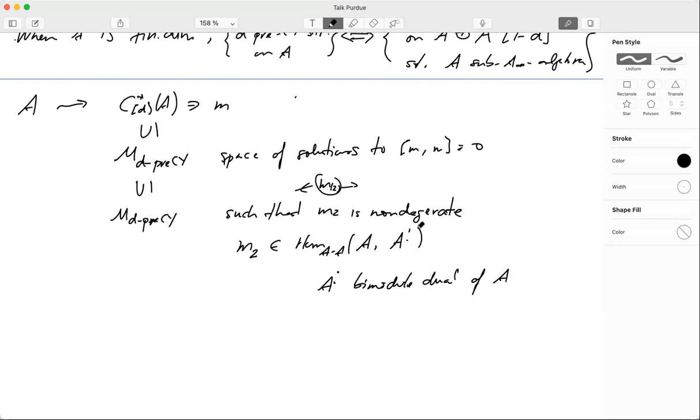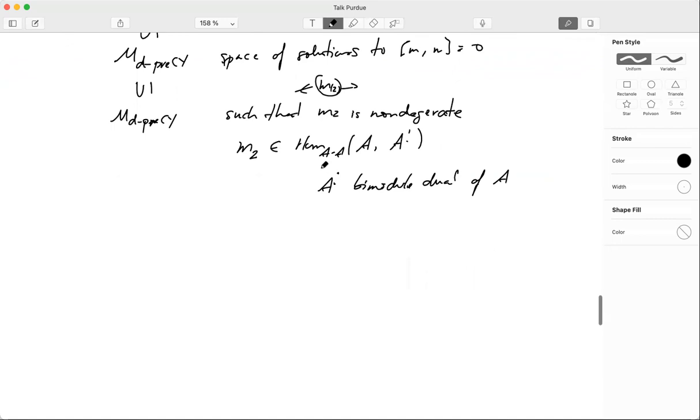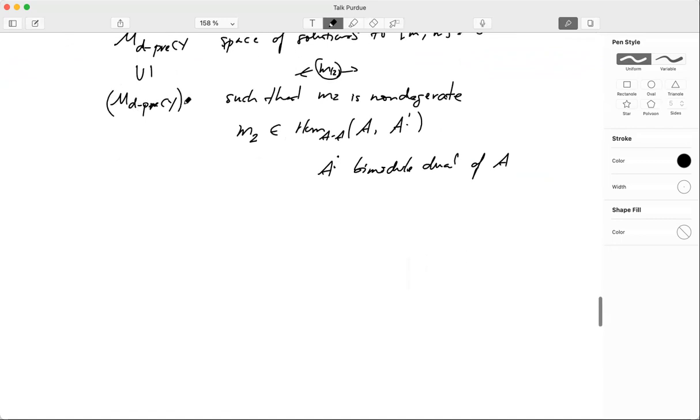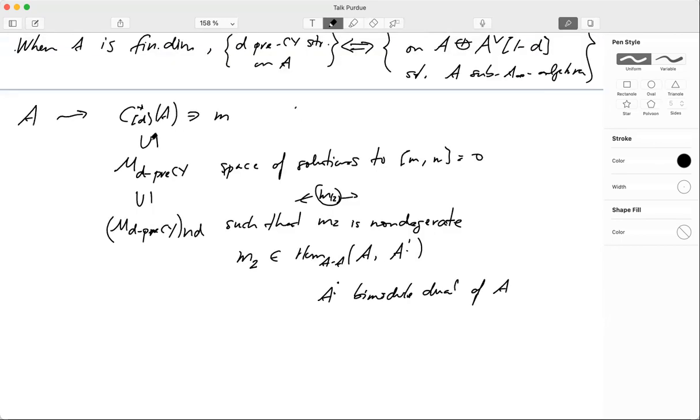And this non-degeneracy condition is saying that this map is invertible. Right? So I'm going to call this ND for non-degenerate. Okay, a priori, now I'm ready to... I can think of this M2 as an element in A tensor A, or A dual tensor A dual, or something like that, or not?